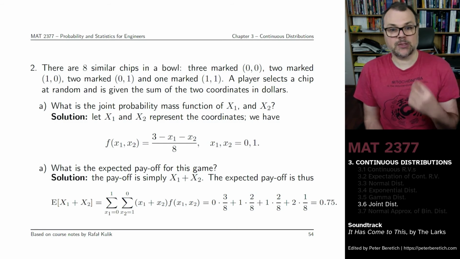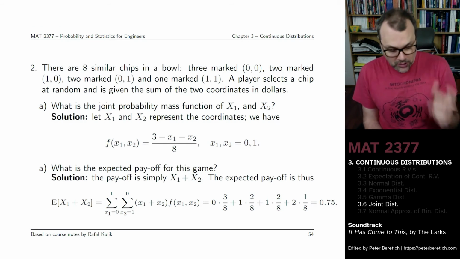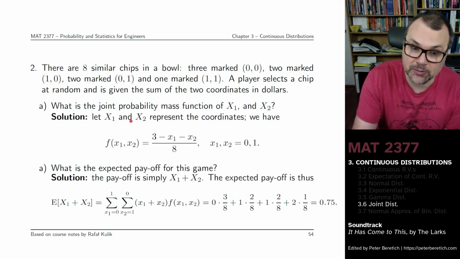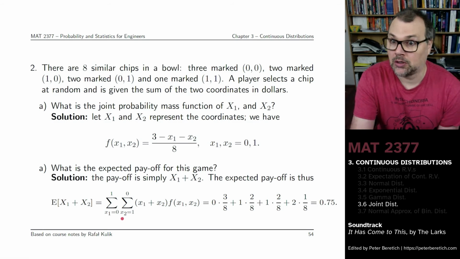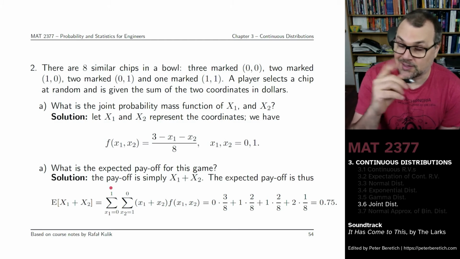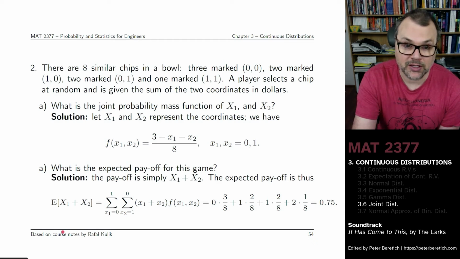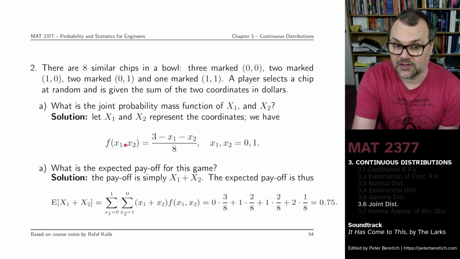So you're looking at the expectation of x1 plus x2. And it turns out that you compute expectations exactly as you would in the case of a single random variable. It is going to be the sum, or the integral as the case may be, of the function of interest to you, the payoff, times the probability of having these x1s and x2s.